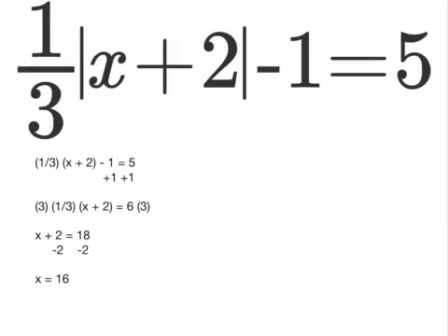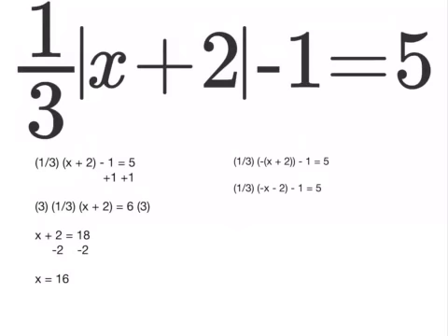Now, our other version of this equation is 1/3 of negative (x plus 2) minus 1 equals 5. I'm going to change that, and I'm going to change this in the future to just be 1/3 of negative x minus 2, minus 1 equals 5, not 15.